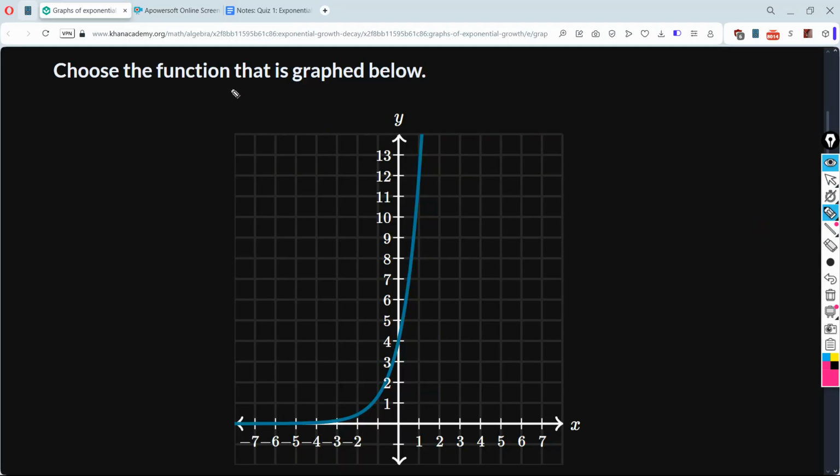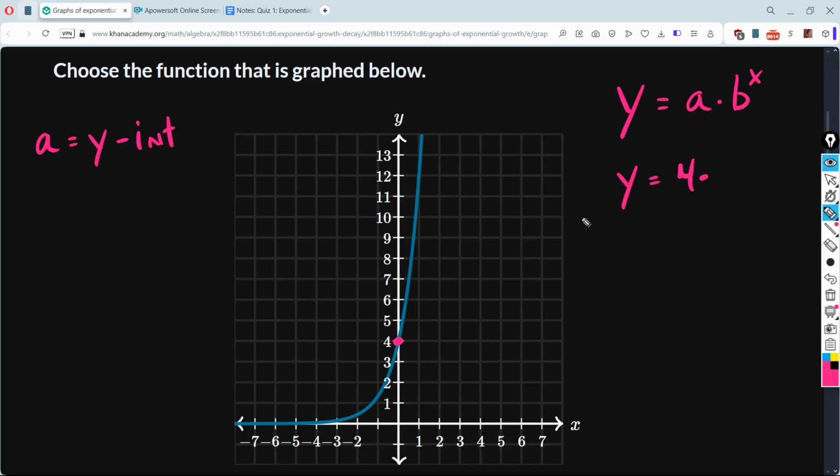It says choose the function that is graphed below. So we have our function here. Before I go to the choices, I am going to try to write this equation. We're going to do y equals a times b to the power of x. We said that a is your y-intercept. So if we go to the y-axis, we see the graph right here in blue, and the y-intercept is right there at y equals 4. So a is just 4.